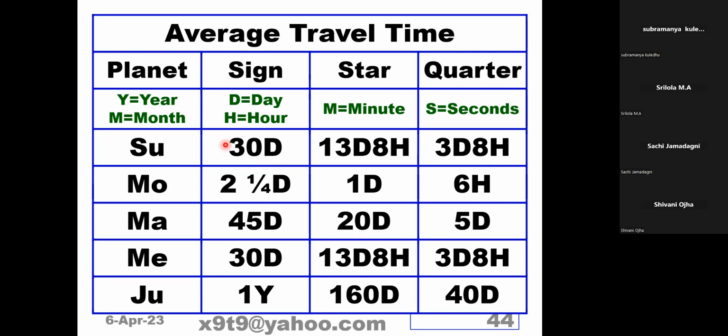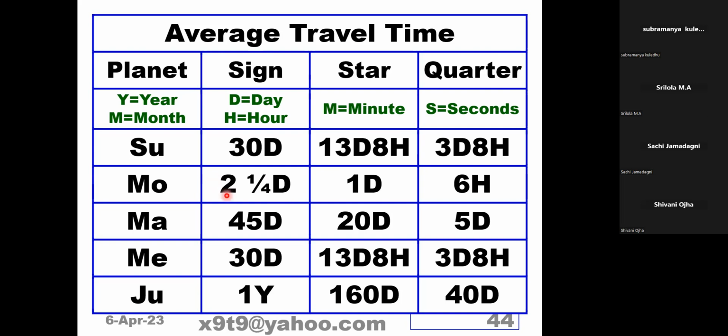If you divide this by 9, because 9 padas are there, and multiply by 4, you will get 1 star. So dividing this by 9, you get this 3 days, 8 hours. Multiply this by 4, you will get this one, 13 days, 8 hours. In case of moon, it takes 2.25 day.